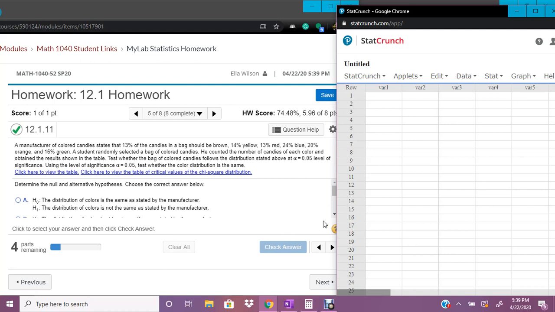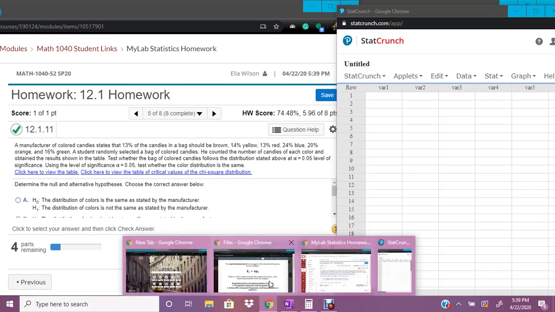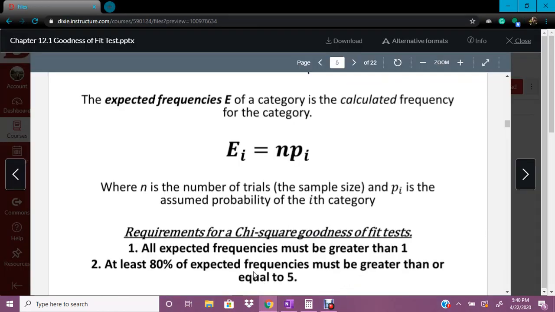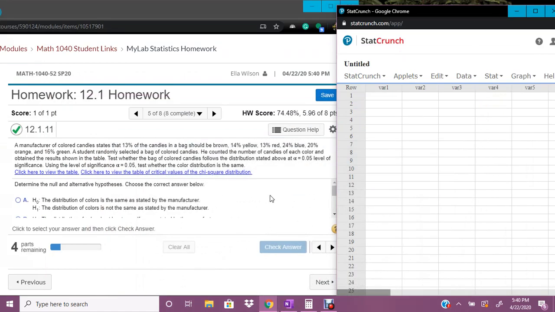And so, just a quick review about chapter 12. This is from the slideshows that you all have access to in Canvas. We're talking about a chi-square goodness of fit test in StatCrunch, and there's just two requirements: all of the expected frequencies have to be greater than 1, and at least 80% of expected frequencies must be greater than or equal to 5. It will ask you that in the first couple questions of this homework. So back to question 5.